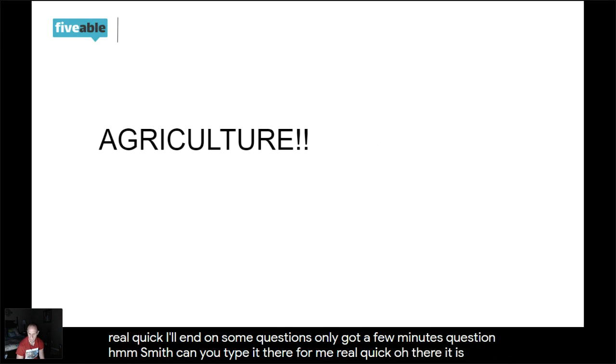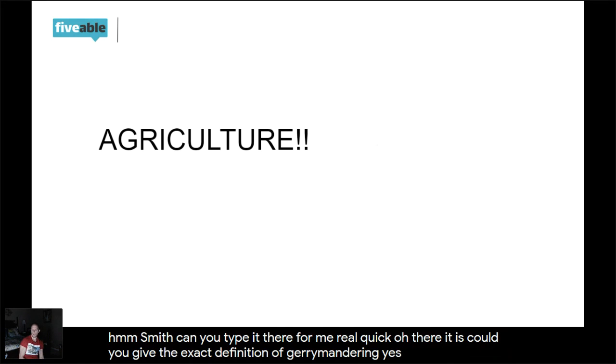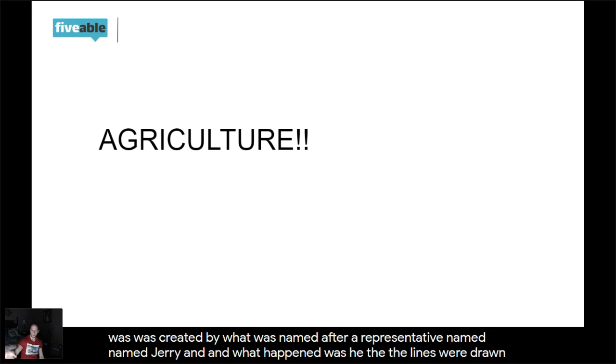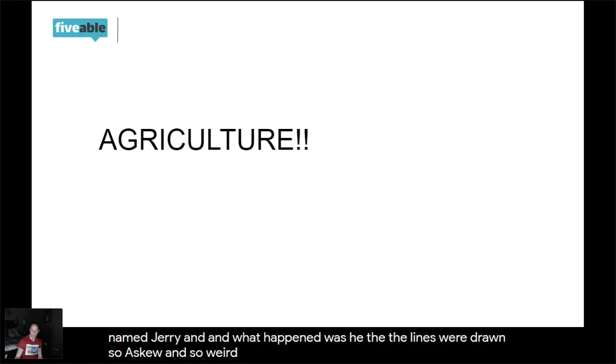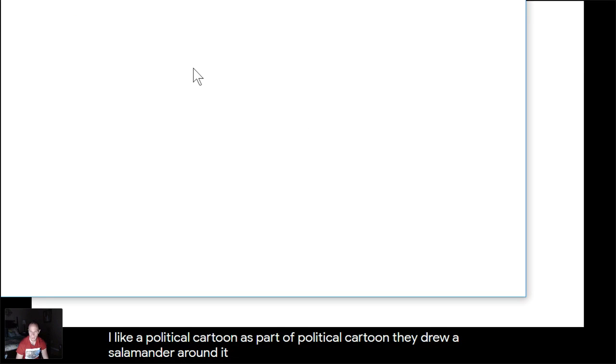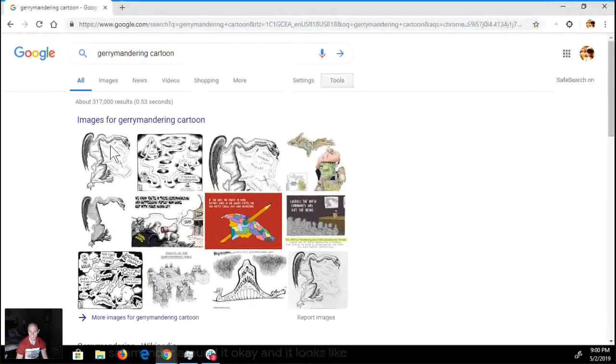Oh, there it is. Could you give the exact definition of gerrymandering? Yes, gerrymandering was named after a representative named Jerry. The lines were drawn so askew and so weirdly that, as part of a political cartoon, they drew a salamander around it. It looks like this. So they call it a gerrymander. That's where the name comes from.